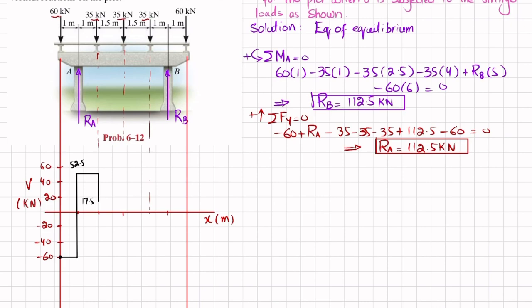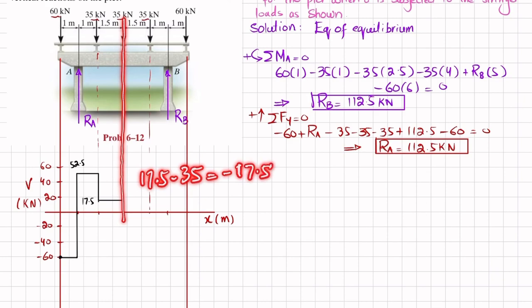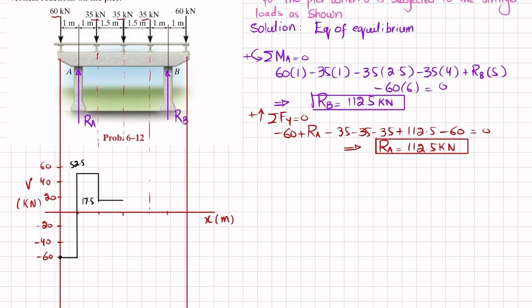Again, moving from this point till there is no other shear force, so this 17.5 will remain the same till this point. And again, you can see you have minus 35 kilonewton downwards. So 17.5 minus 35 will be equal to minus 17.5. So shear force will change to minus 17.5. So let 17.5 be this one.